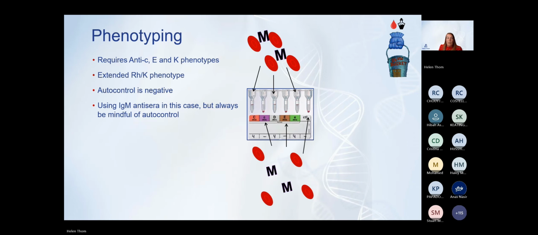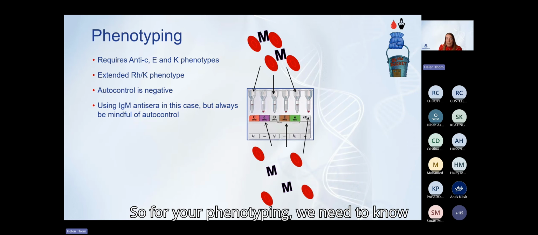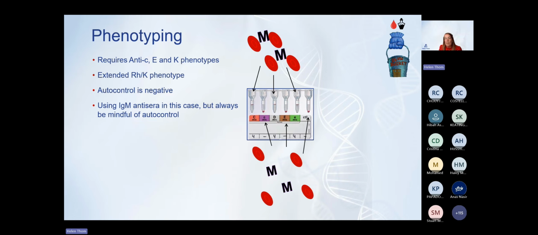So for your phenotyping, we need to know the little c, big E, and K phenotypes for this patient, and you are going to perform some extended RH phenotyping. The auto control's negative, and even though this uses IgM anti-sera, you'll remember the last time that I said just to consider the auto control. So we do some phenotyping here using direct agglutination. You can see the positive reactions there and the negative reactions are on the bottom. And as always, you can include a reagent control in there.